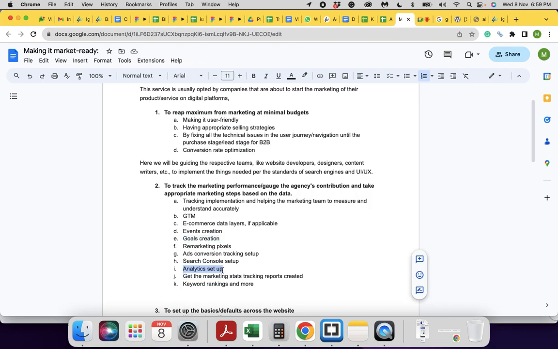Analytics setup. Some businesses will not have an analytics account at all. Get the marketing stats tracking reports created. So if you all could remember, we had a monthly report, weekly SEO report tracker, monthly SEO report tracker. So we create those kinds of reports and we start tracking the data of the previous few months when we onboard a client.